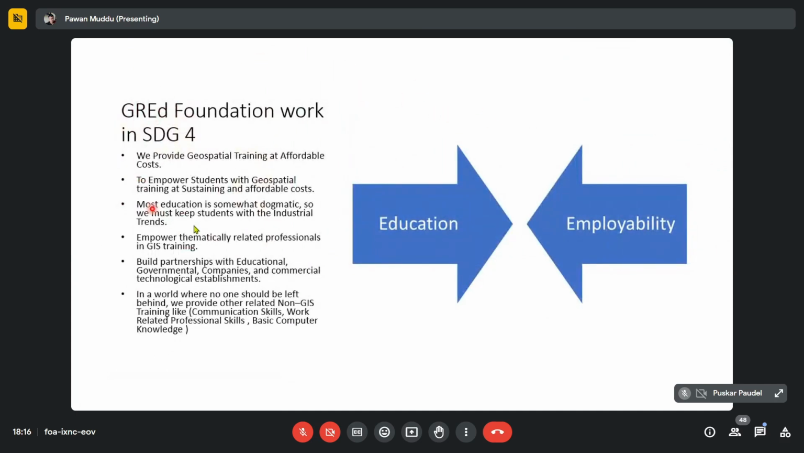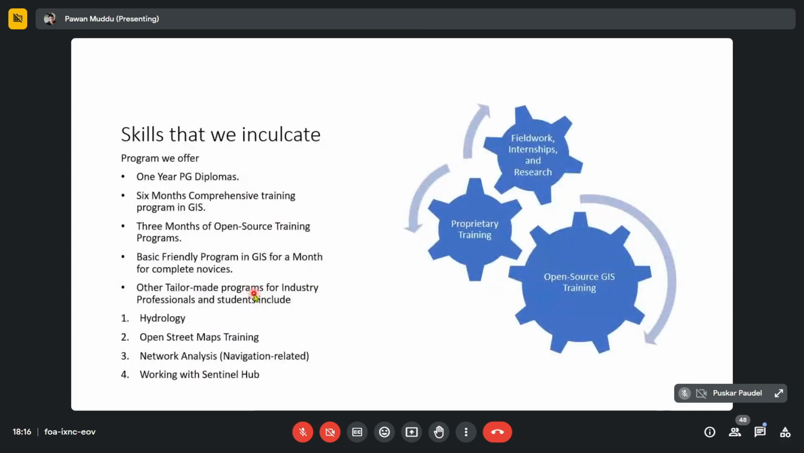When it comes to SDG 4, we provide GIS education. I think it's not a promotion that we are trying to do, but it's something that we want to help people in. So we are giving GIS education at affordable costs. That is what we are into. But we are also known to build partnerships between educational, governmental, and commercial technological establishments. These are the skills. So I myself train in proprietary training and open source and open access training.